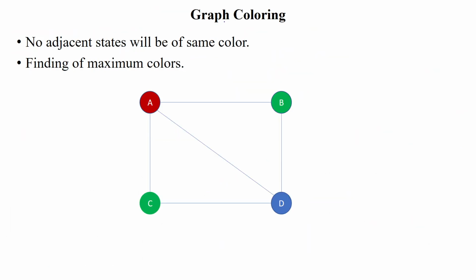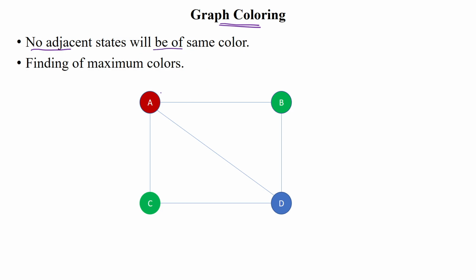Then the same maximum matching can be solved by using the graph coloring method. Previously we identified it using the edges, okay, and now we are able to identify the maximum matching by applying graph coloring. In the graph coloring approach, no adjacent vertices will be given the same color.